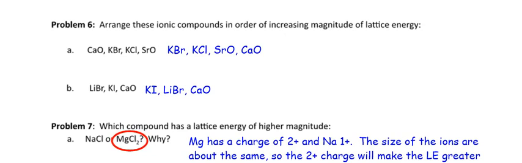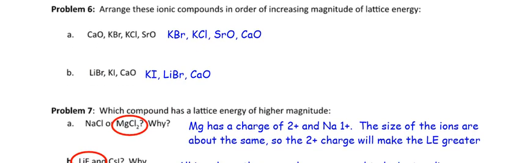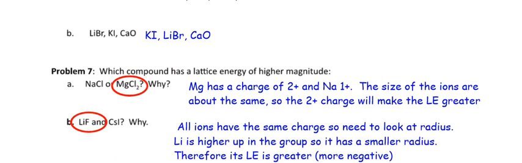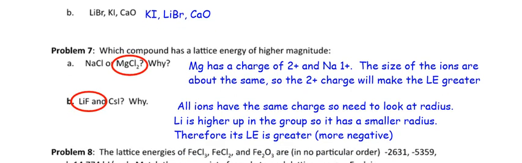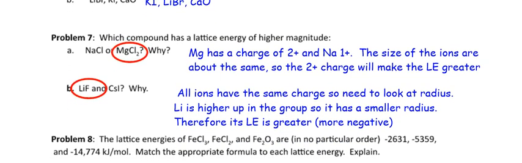So which one will have the higher lattice energy? I said magnesium chloride because of the difference in the charges. The sizes are going to be about the same, so the +2 charge will make the lattice energy greater. And what about the other one? Well, they all have a +1, -1, so now it's all up to the size. Lithium fluoride has a smaller radius, so it's going to have a greater lattice energy. And then problem number 8, why don't you go ahead and do that right now too. Pause this and see how you do.